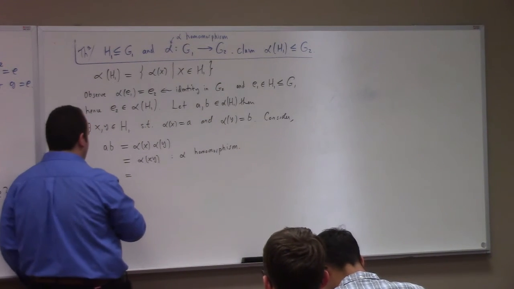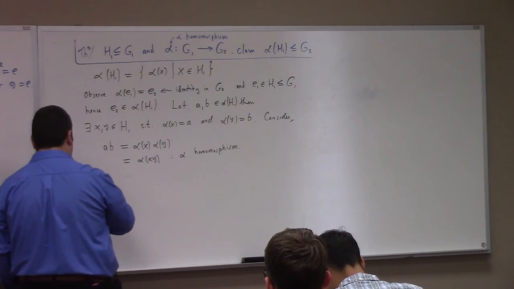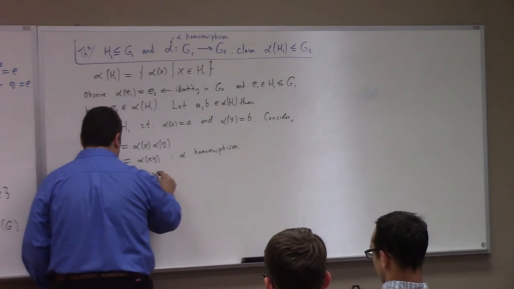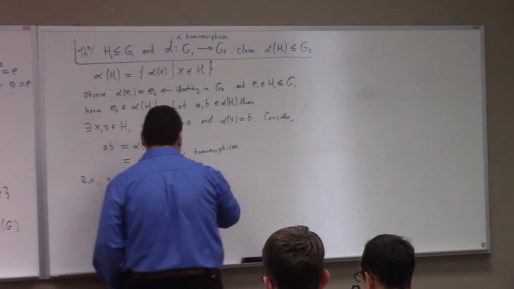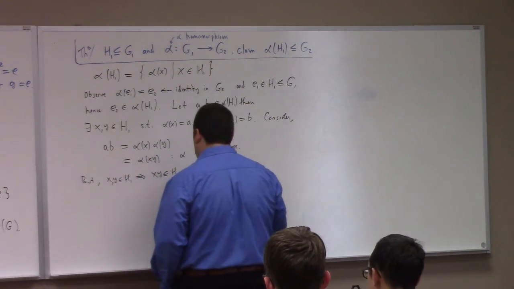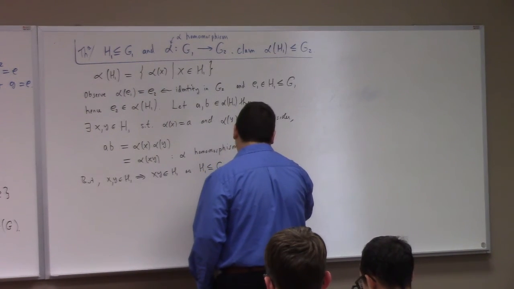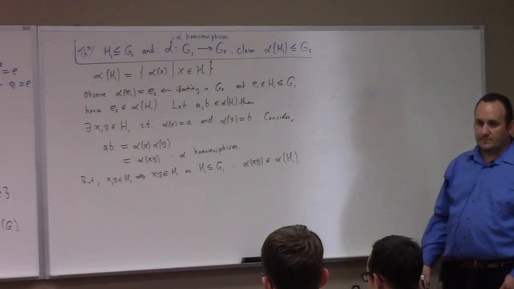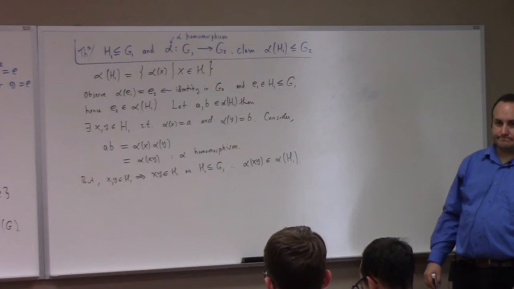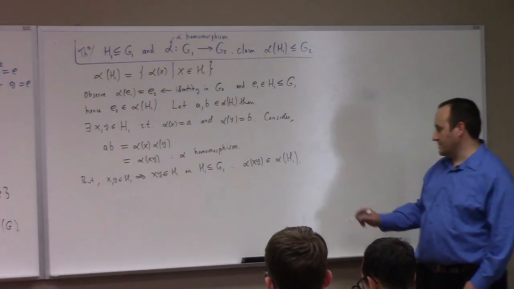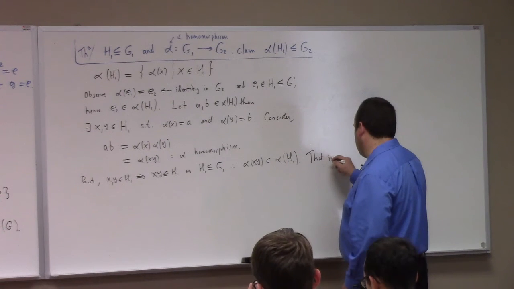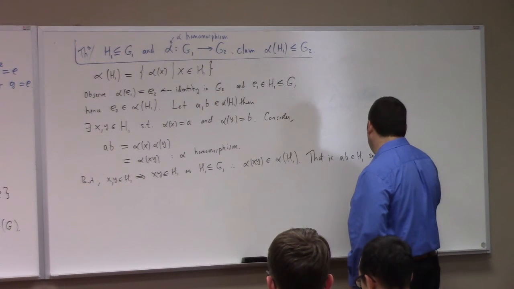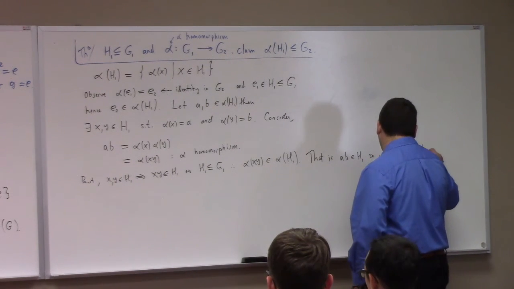Anyway, but x and y in H1 implies that xy is in H1, as H1 is a subgroup of G1, right? Therefore, alpha of xy is an element of alpha of H1, which is to say that AB is an element of alpha of H1. So we find alpha of H1 is closed.